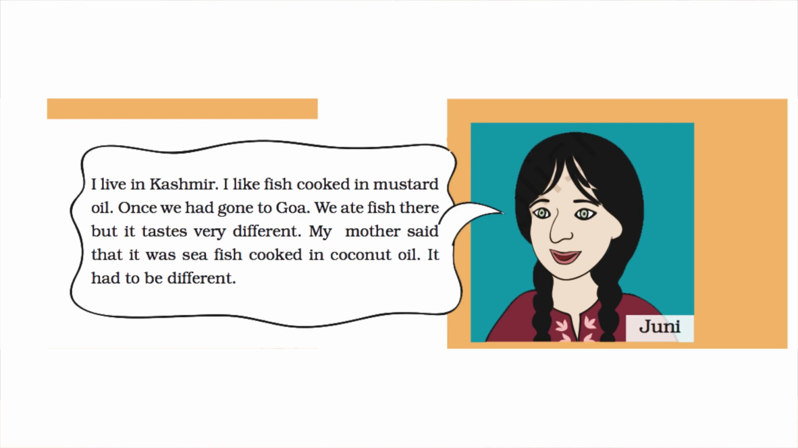Her name is Junie. She says, I live in Kashmir. I like fish cooked in mustard oil. Once we had gone to Goa, we ate fish there, but it tasted very different. My mother said that it was sea fish cooked in coconut oil. It had to be different. Well, Junie is from Kashmir and she likes fish, but Junie says that there is a difference between the fish of the mountains and the fish of the seas. In Junie's statement, we have seen that there is a difference in taste between fish from freshwater and from seawater. Now let us see another example.